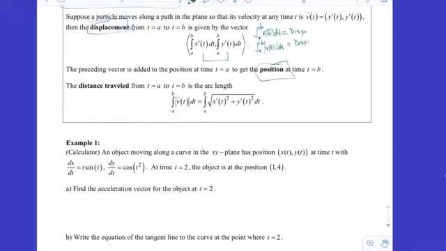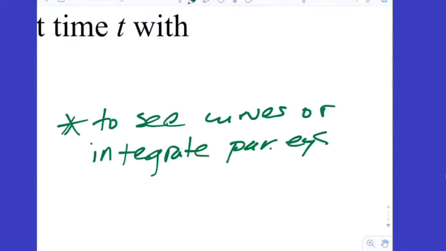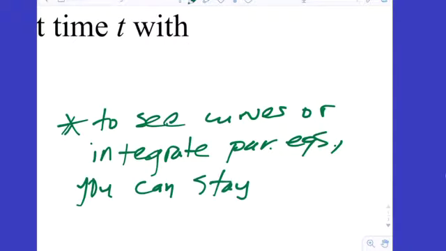I want to go through some calculator etiquette today, though, because now sometimes we might be in parametric mode, and sometimes we might want to go back to rectangular mode. So if you want to come up here and grab a calculator, go ahead and do that so that you can follow along. And while you're doing that, I'll make this note right here. To see curves or integrate parametric equations, comma, you can stay in parametric mode.